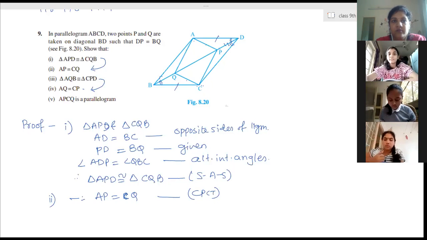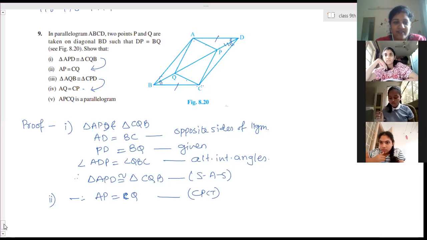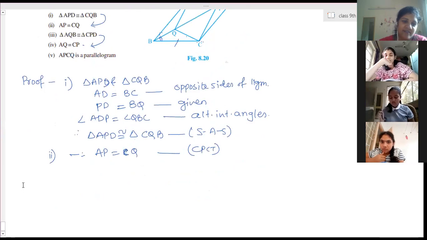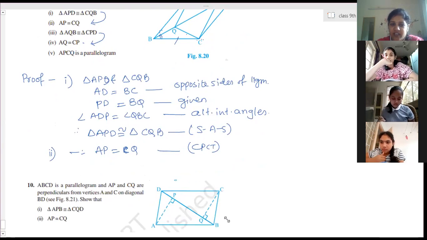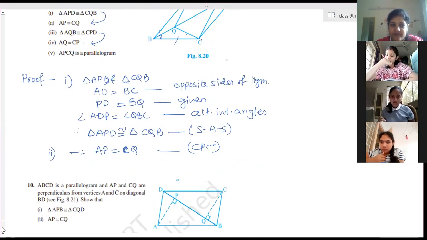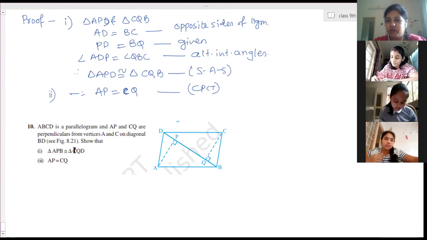Ma'am, in APCQ, all the opposite sides are equal, so it's a rhombus. What are you telling? Ma'am, we have proved both pairs of opposite sides are equal. So it's a rhombus, right? In a rhombus, only opposite sides are equal? No, ma'am. Then the parallel also. In a rhombus, all the sides are equal. Then how can it be a rhombus? Okay, sorry, equal. Sorry, ma'am.